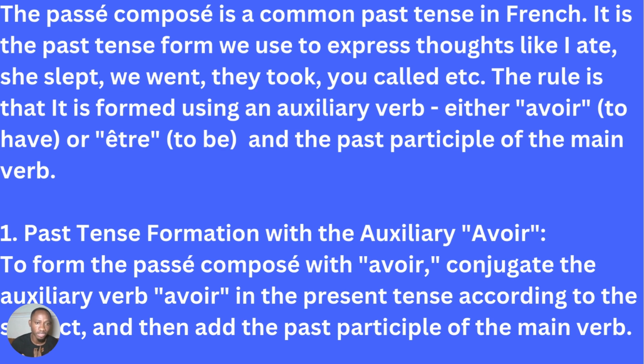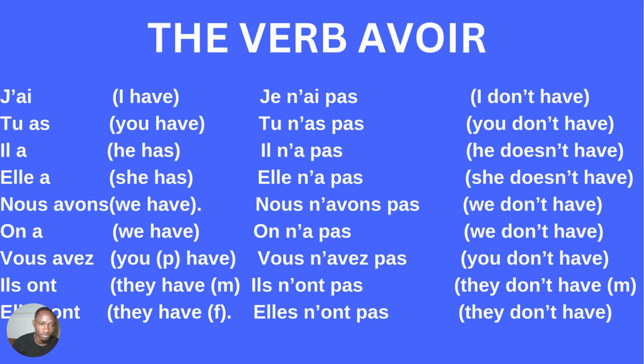To form the passé composé or past tense with the auxiliary avoir, conjugate the auxiliary avoir first in the present tense, according to the subject, and then add the past participle of the main verb. I'm going to give you some hacks very soon, so pay attention. This is the verb avoir. You should already know how to conjugate it.